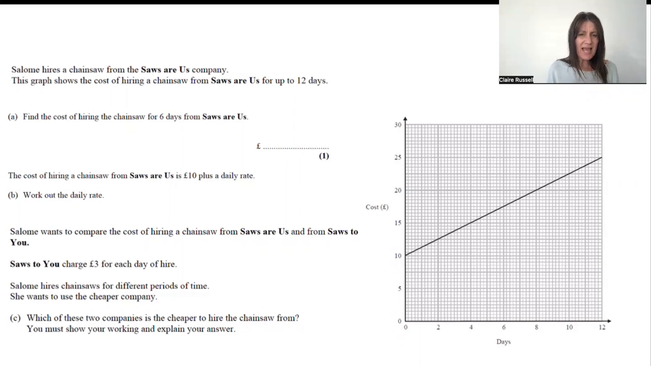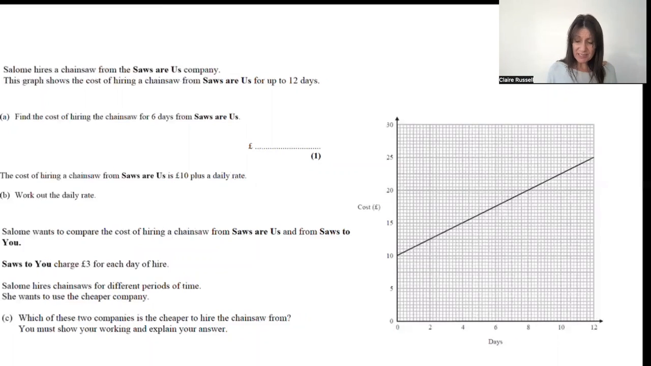It doesn't say how many days, it just says, and I'll highlight, it just says she wants to compare the cost. So if we think about it, even without the graph, if we think about £3 a day, then for one day, it's going to cost £3. The other place was going to charge us £10 before we even started. So straight away, that one feels cheaper. But in the long run, what happens?